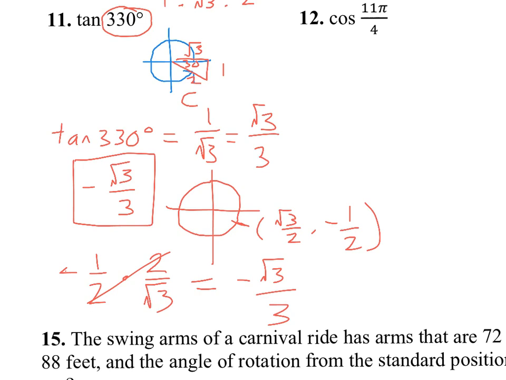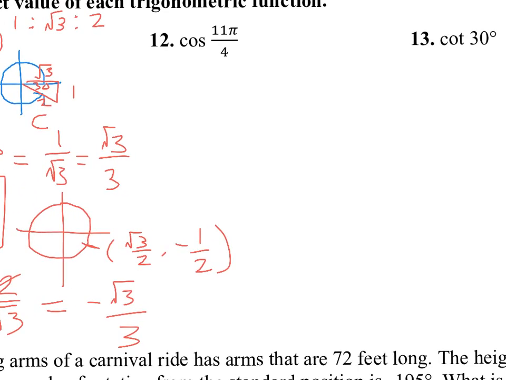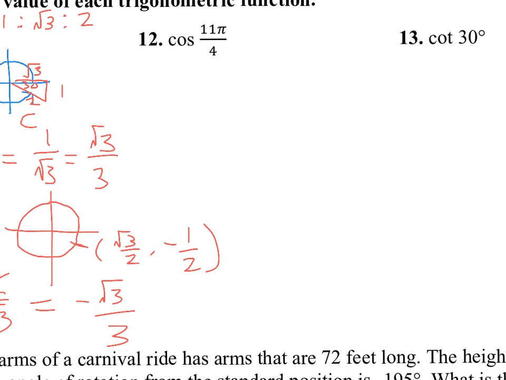Okay, I'm going to try number 12 without drawing a triangle. I'm just going to use the unit circle. So first thing I have to do is figure out how many degrees that is. Alright, so pi is 180. 180 divided by 4 is 45. 45 times 11 is 495.